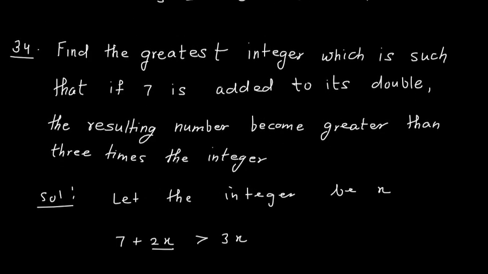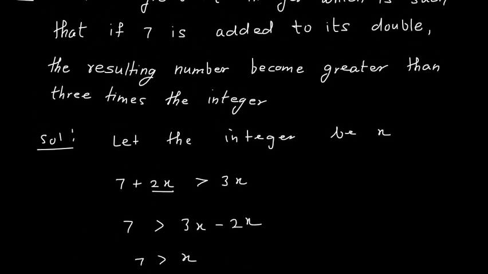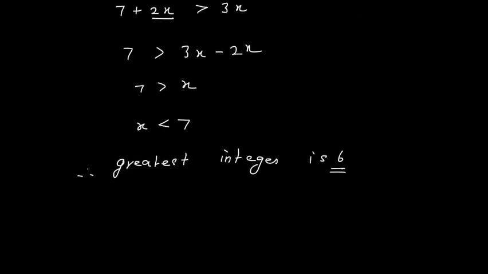Now find the greatest integer. I have to find the greatest integer which is less than 7. So therefore greatest integer is 6. Here greatest integer is 6. Done. Okay, so this is a word problem which you have to understand, and the solution is simple.